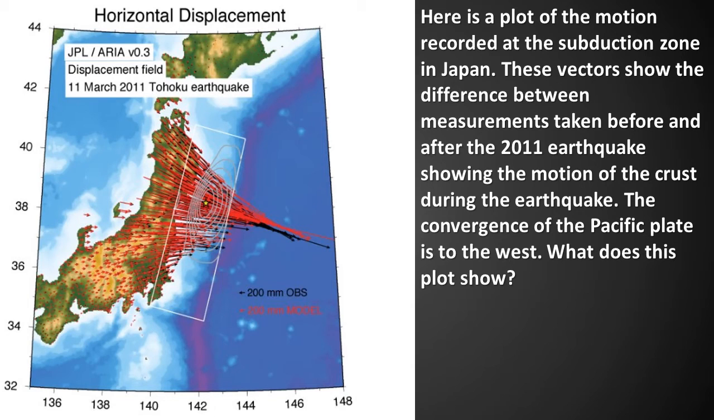Here is a plot of the motion recorded at the subduction zone in Japan. These vectors show the difference between measurements taken before and after the 2011 earthquake, showing the motion of the fault during the earthquake. The convergence of the Pacific plate is to the west. What does this plot show? Yes, this plot shows that the upper plate moved eastward when the subduction zone fault slipped.